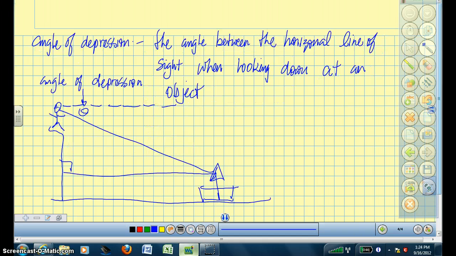Conversely, when we look at the angle of depression, it is defined as the angle between the horizontal line of sight, so here's the horizontal line of sight here, when looking down at an object. So here's my makeshift little boat down here, and so the person's looking down. Be careful here, and I've completed the triangle here. The angle of depression is this angle here between the horizontal line of sight and looking down at the object. So that would mean that this angle over here would be 90 degrees minus whatever the angle of depression is. So you have to be careful. So keep that in mind when solving questions.